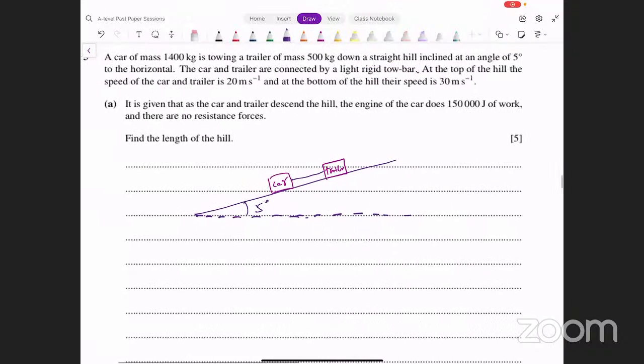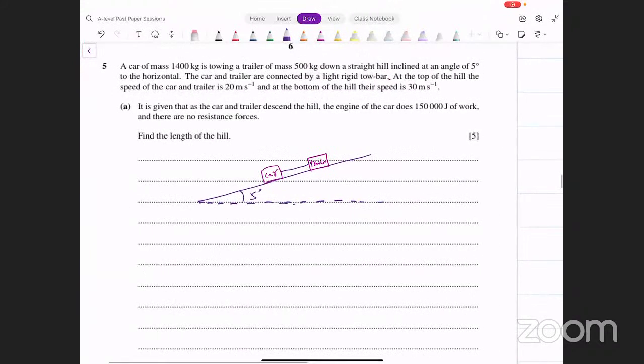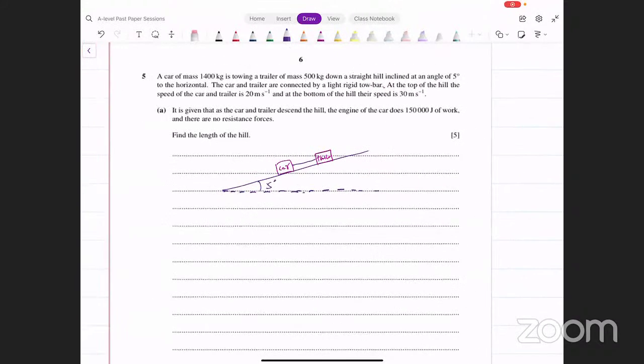At the top of the hill, the speed of the car and trailer is 20 meters per second. At the bottom of the hill, their speed is 30 meters per second. It's given that as the car and trailer descend the hill, the engine of the car does 150,000 joules of work. So that's the work done by the driving force. And there are no resistance forces. Resistance to koi bhi nahi hai. Find the length of the hill. Length of the hill aapko figure out karni hai.